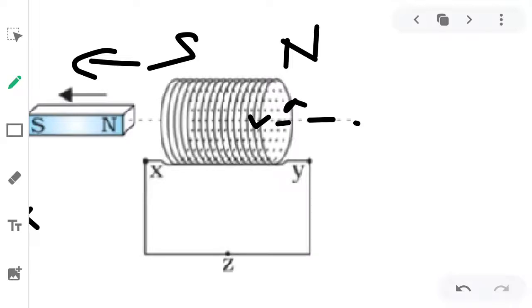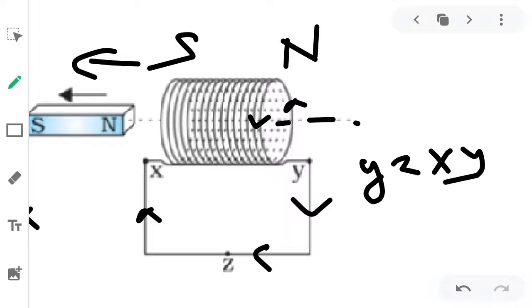Right? Now if you go in this face and this face, basically you imagine this one. Here you can't understand where it is going from. Here you can understand easily. Now, if you go in the direction of the current, you can easily know the current direction is this way. Means the answer is here Y, Z, X, Y.